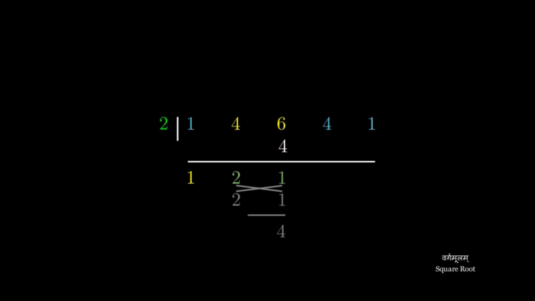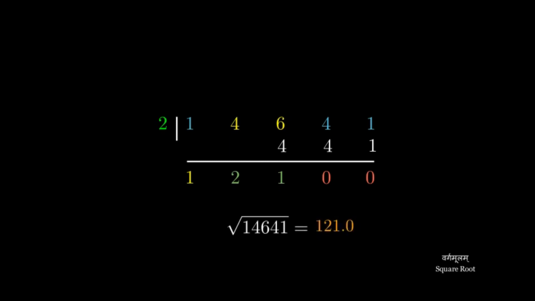Now the operator is applied on the last two answer digits 2, 1. And the result 4 is subtracted from the next digit 4. And we get 0 as the first decimal digit. Again, the operator is applied on the last three digits 2, 1, 0. And the result 1 is subtracted from the last digit 1. And we get 0 as the next decimal digit. Thus, the square root of 14,641 is 121.